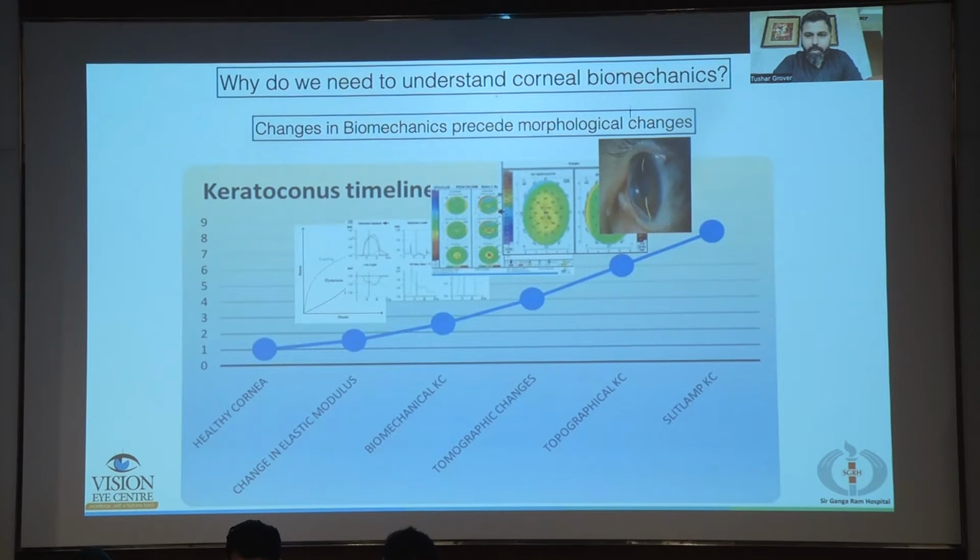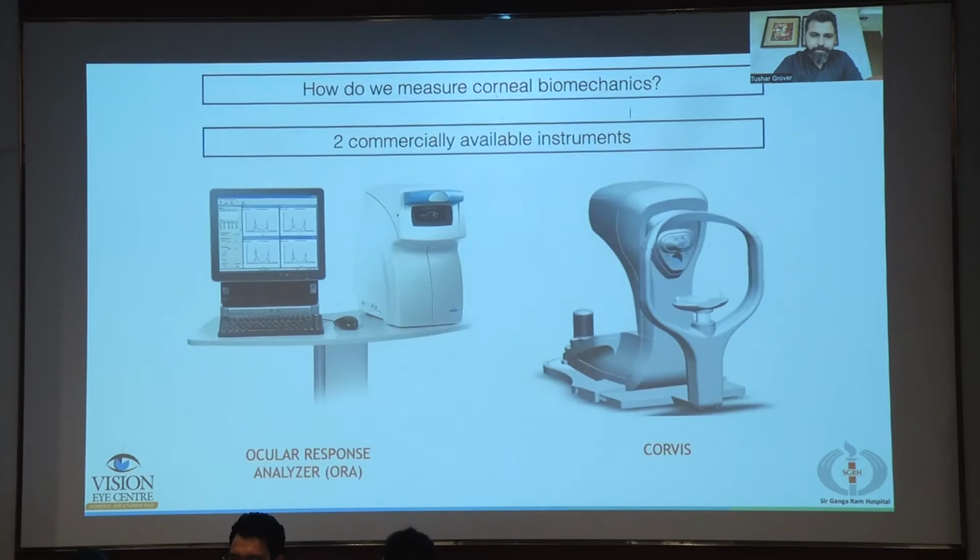And why is this important? Why do we need to know about these properties? That is because changes in these properties happen before morphological changes appear on tomography. So if we are able to detect a weakness in these properties early on, we can actually prevent the development of ectasia. And how do we measure corneal biomechanics?